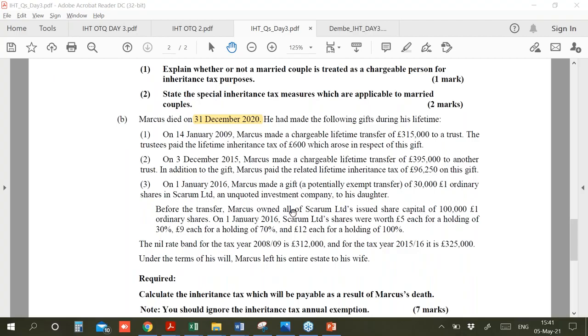So before the transfer, Marcus owned all of the share capital of 100,000. On 1st January, the shares were 5 for a holding of 30%, 9 for a holding of 70%, and 12 for a holding of 100%. Now, guys, I know that before the transfer, Marcus has a 100% holding of the company. You tell me, after transferring 30,000 shares, how much holding was left, in terms of percentage?